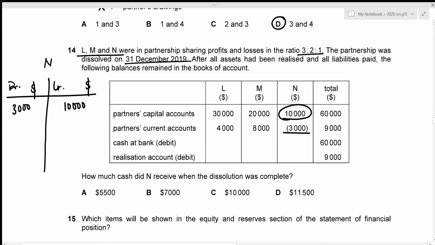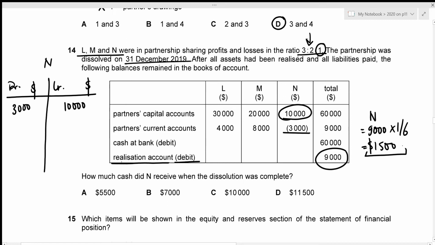Okay, then we have cash at bank. That does not fall in our capital account, but we have realization account, and this is a debit balance. So debit balance on a realization account just means that this is a loss on realization, right? So this 9,000 is the total loss, and we now need to figure out the loss for N. That's going to be 9,000. And in our profit sharing ratio, we can see that it is 3:2:1, which means that for N, 1 part out of the 6 parts belongs to him. So that's going to be times 1 by 6, which results in the value of 1,500. And this is a loss. And losses always decrease the capital account balance, which means that this value should be recorded on the debit side. So that's going to be 1,500.